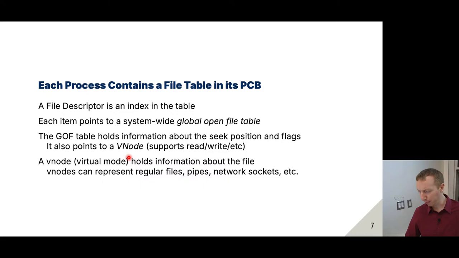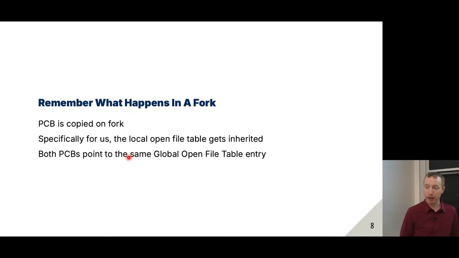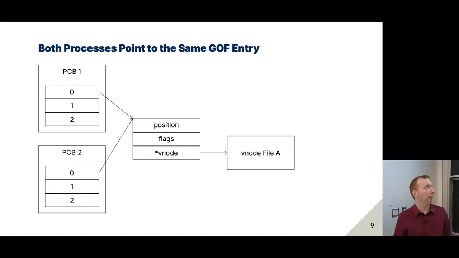So again, what happens with the fork? The process control block gets copied. Specifically for us, that local open file table, that's part of the process that just points to a global entry, gets copied. So both process control blocks point to the same global entry, and that would look something like this. You have process 1, process 2. If they're copies, both of their file descriptor 0s point to the same global open file table entry, which has a position, has flags, and has a vnode pointing to some files. So there are going to be some gotchas with this.